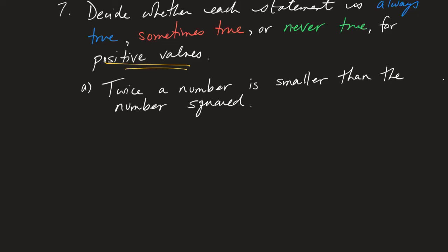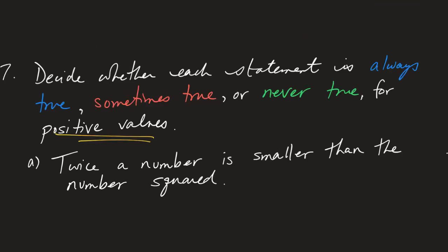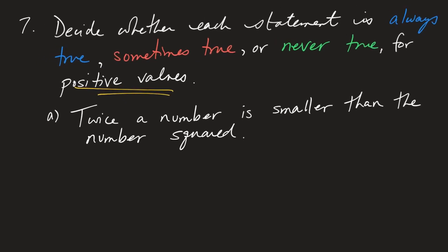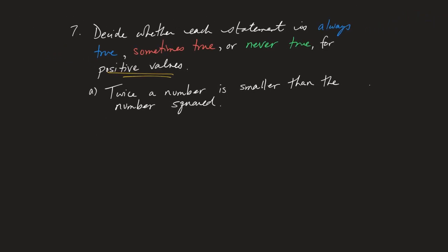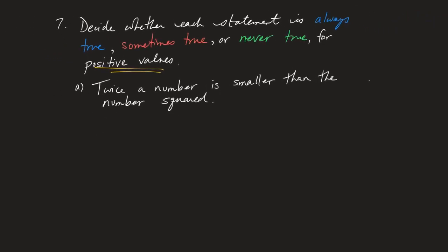So let's pick a nice easy number. Maybe I'm going to choose the number 4. Oops, that really jumped on us. I'm also going to shrink that back down. There we go. So I'm going to choose the number 4, and I'm just going to write sub 4. That's my number I've chosen. So that says twice a number is smaller than the number squared.